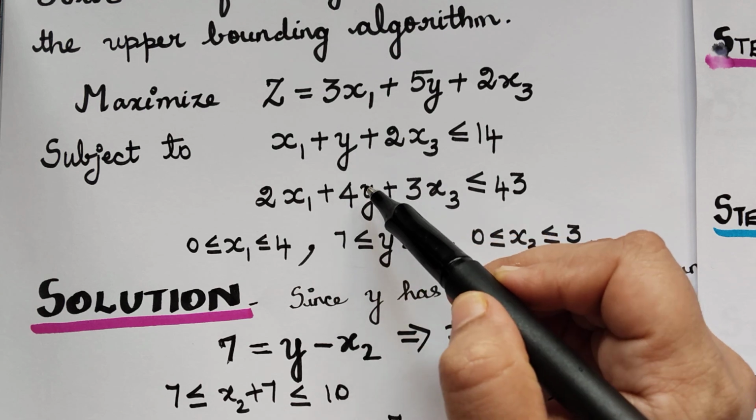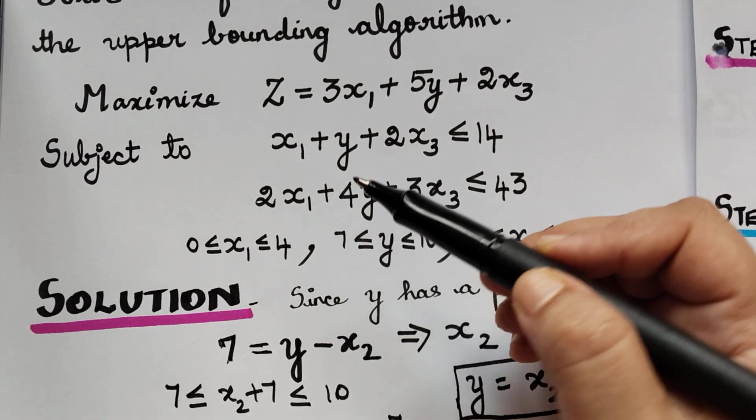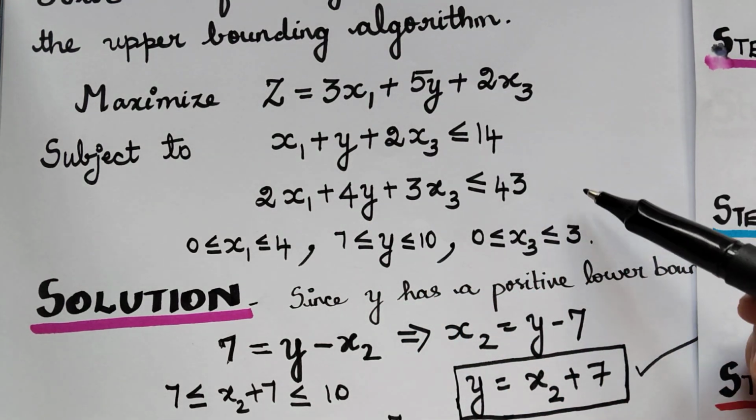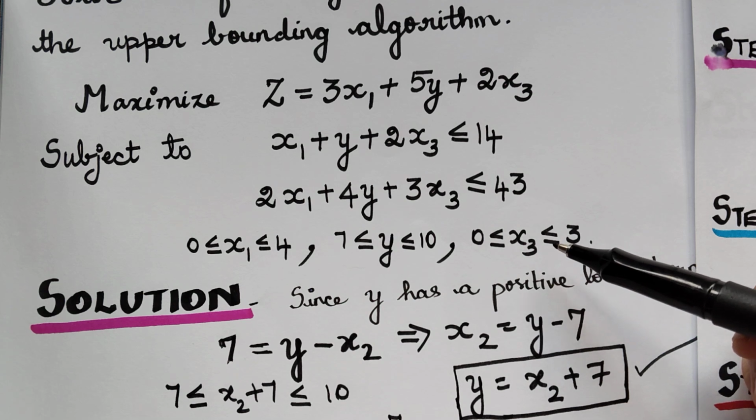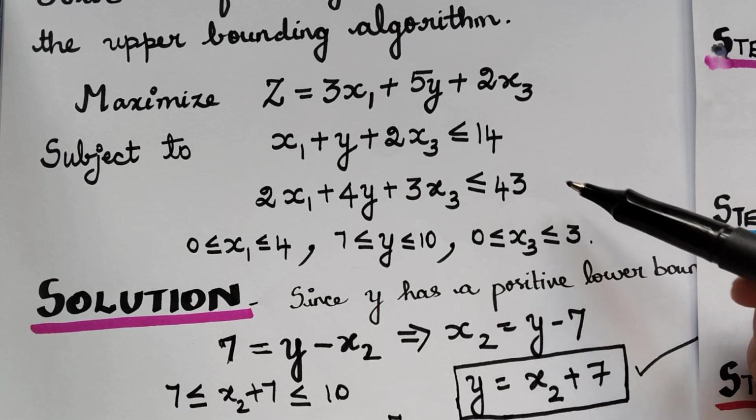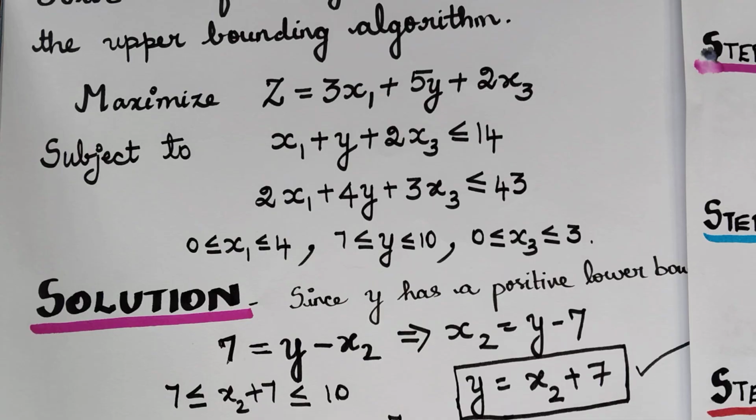So here in the constraints also we have to make the replacement, and so the given question will be reformulated and we will get the new LPP. So let us write that.